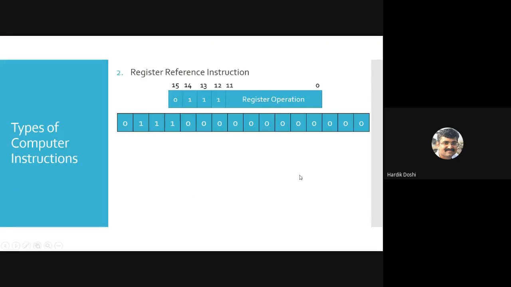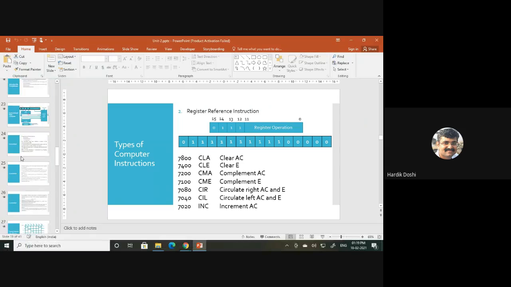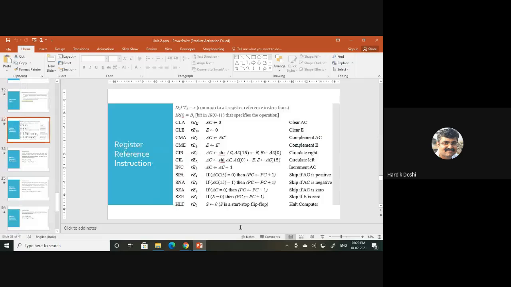We are using bits 0 to 11 for register reference. If bit 11 is 1, it is CLA, clear AC. If bit 10 is 1, then it is CLE, clear E. If bit 9 is 1, then we say CMA, complement accumulator. Bit 11, 10, 9, 8, 7, 6, 5, 4, 3, 2, 1 and 0. The same thing we need to discuss right now, but the main concern is what operations occur.